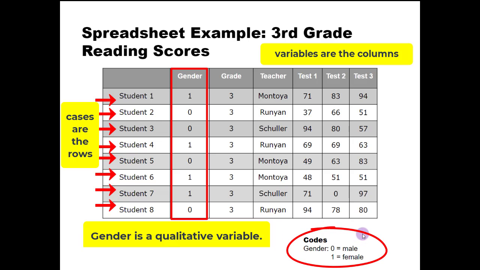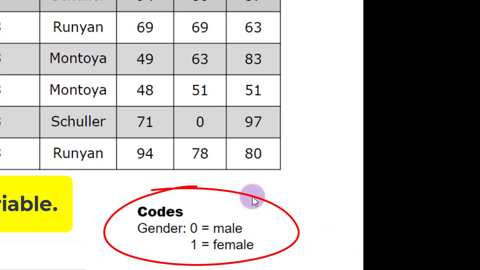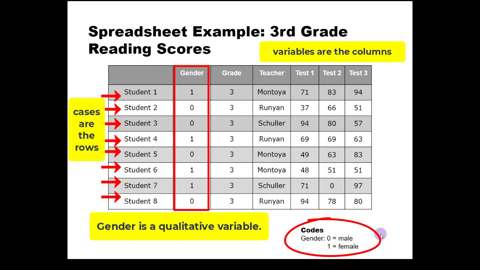When there has been coding, there is usually a code book that will tell you what the various codes mean. So here they have the gender as 0 is male and 1 is female. As an aside, usually the codes include the number 0. They start with the number 0. So here, student 1 is female, student 2 is male, and so on.